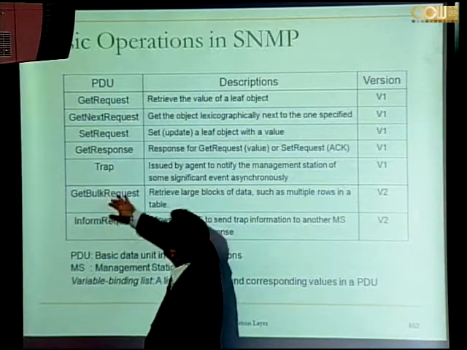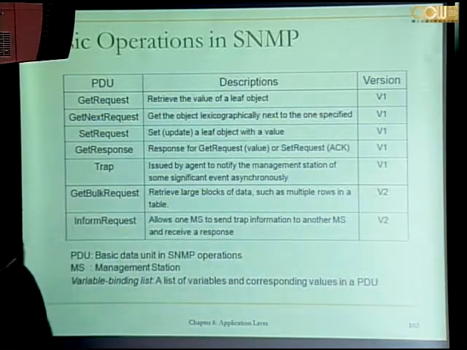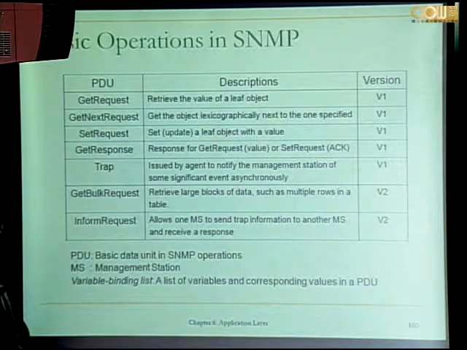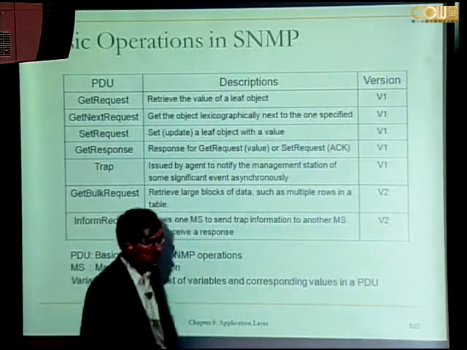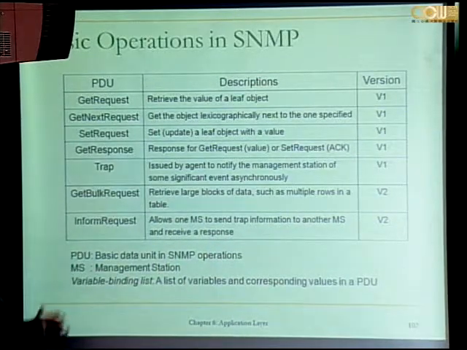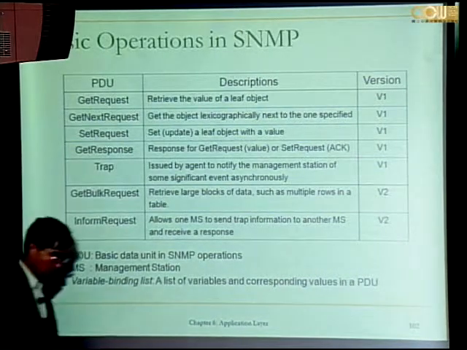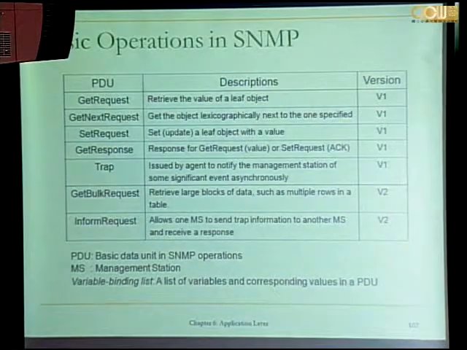And as we said, we could retrieve the MIB objects one value by one, but we could also get a block of MIB values in one shot. For example, multiple rows in a table. If you want to retrieve multiple rows in the table, the entire table, then you can send a get bulk request. So that'll be more efficient.